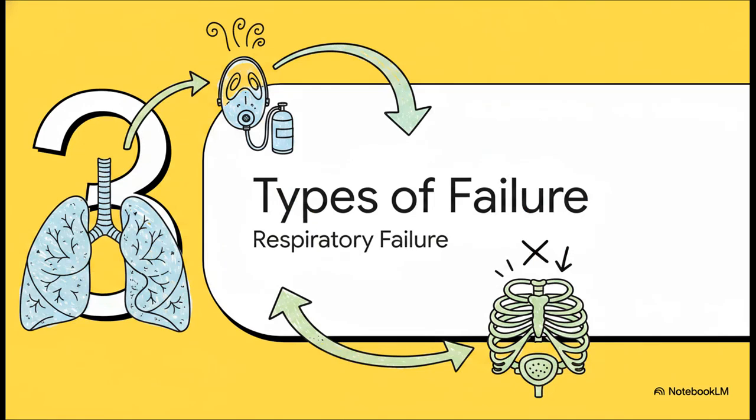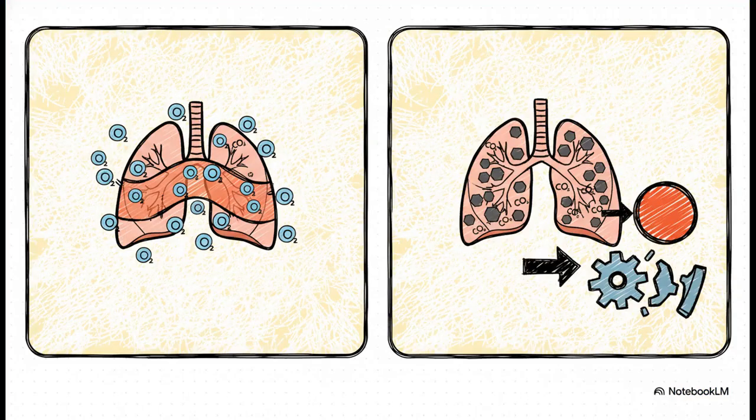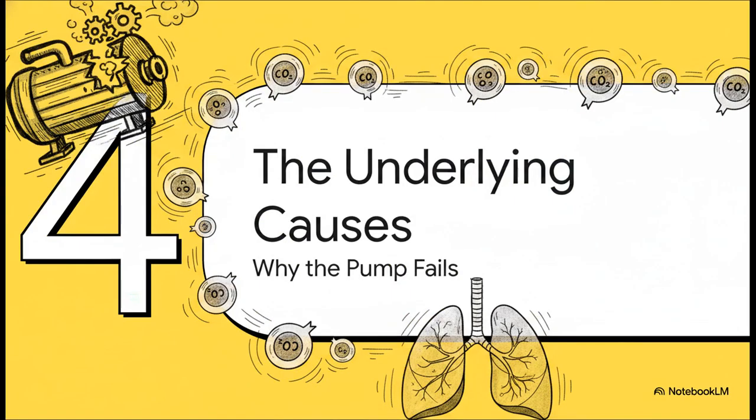Okay, so we can see the patient is in distress. Now we need to get a little more specific. Generally speaking, respiratory failure comes in 2 main flavors. You've got hypoxemic and hypercapnic failure. The easiest way to think about it is this. Hypoxemic is an oxygenation problem. You can't get enough oxygen into the blood. Hypercapnic, on the other hand, is a ventilation problem. The pump, your diaphragm and chest muscles, is failing, and you can't get the carbon dioxide out. One starves your organs of oxygen, the other lets poison build up. Both are deadly.